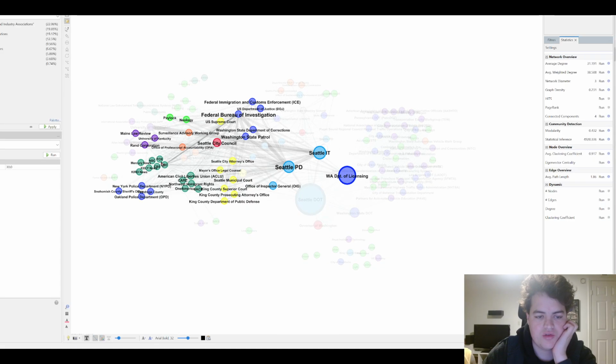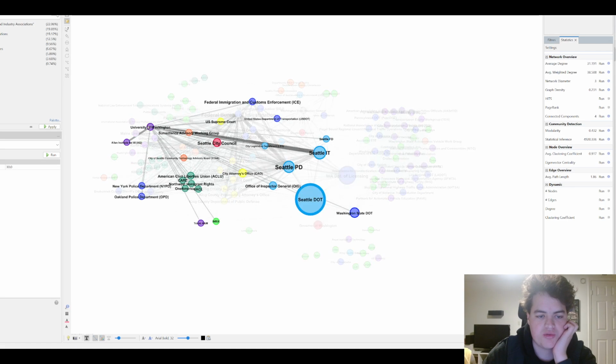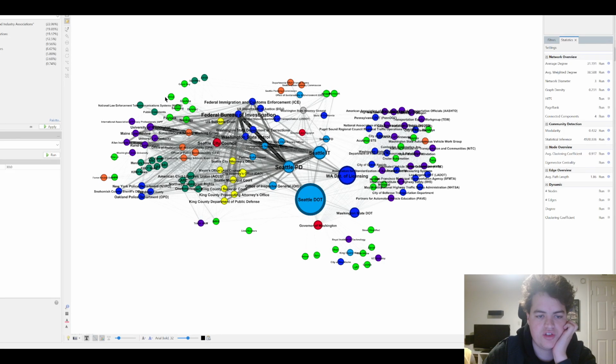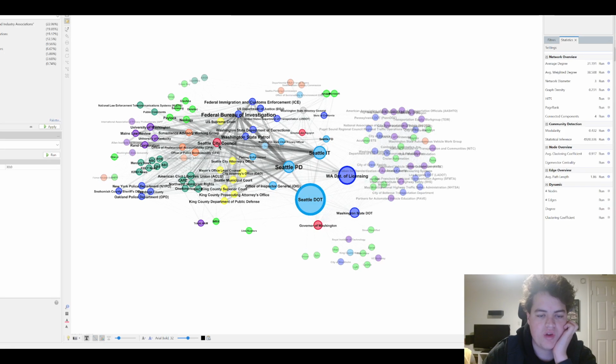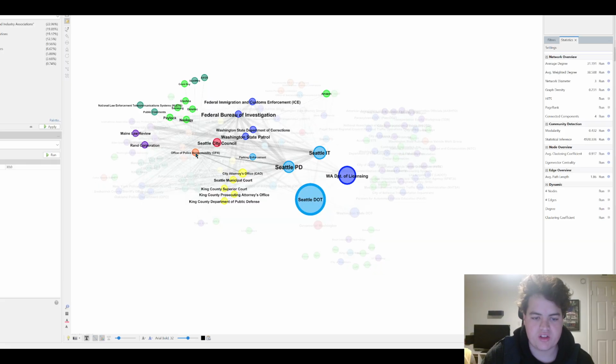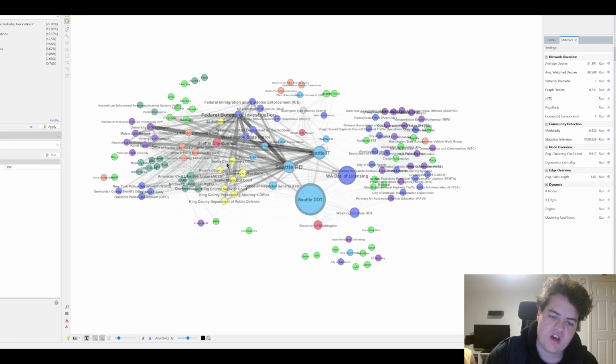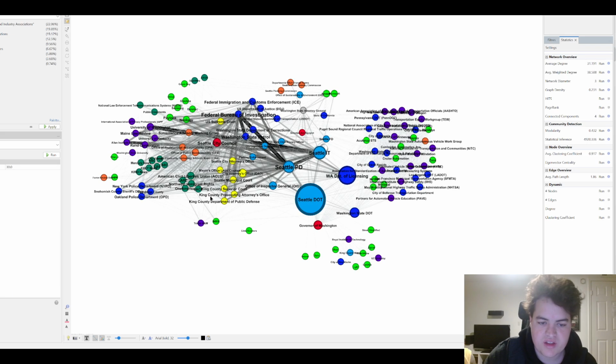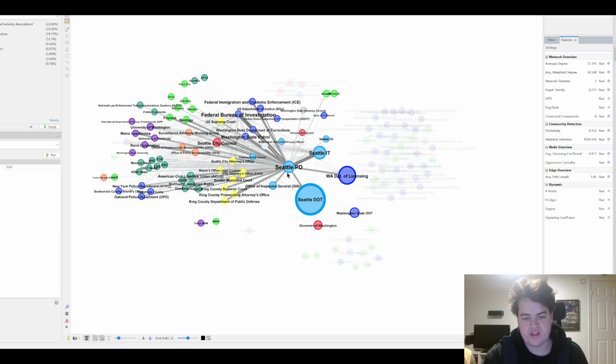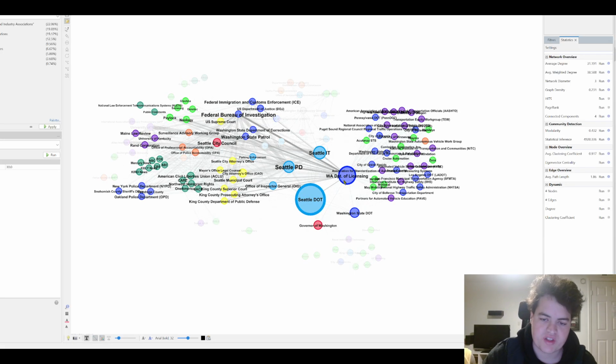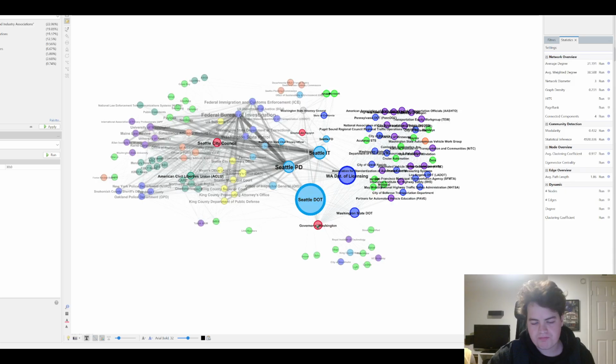So green is news outlets and civil media, purple is research and educational institutions, green is technology vendors and manufacturers, red is elected officials, orange is regulatory and oversight committees, yellow is legal entities, the light blue is the actual municipal departments of the city of Seattle, and dark blue is other governmental agencies outside of the city of Seattle. So they could be state or federal governmental agencies.